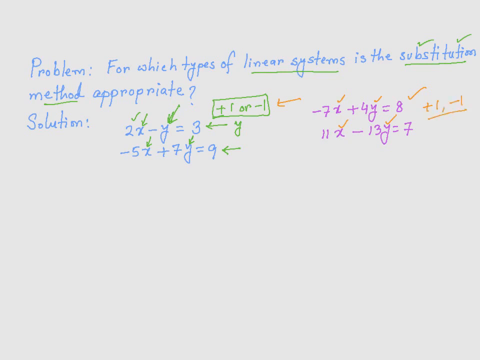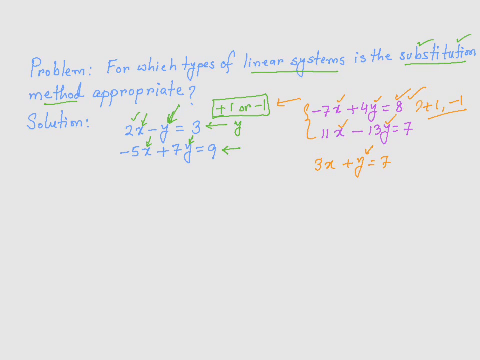Why do we need those? Because if you have something like an equation of the form 3x plus y is equal to 7, you can just solve for y and take this value and put it into the other equation. Like this system, it doesn't have any x or y that has 1 or negative 1 as a coefficient. So this is an example of a system that is not suitable for using the substitution method.